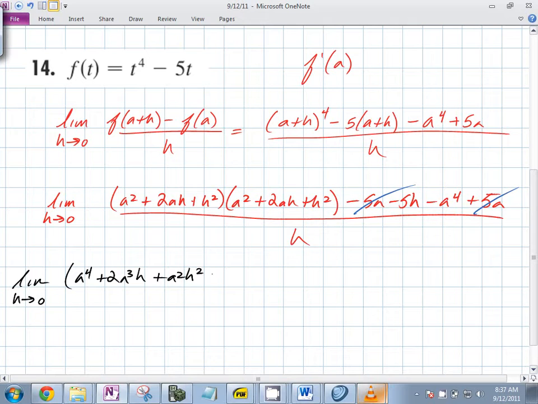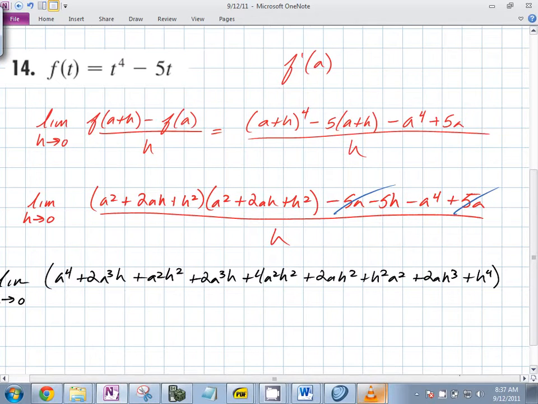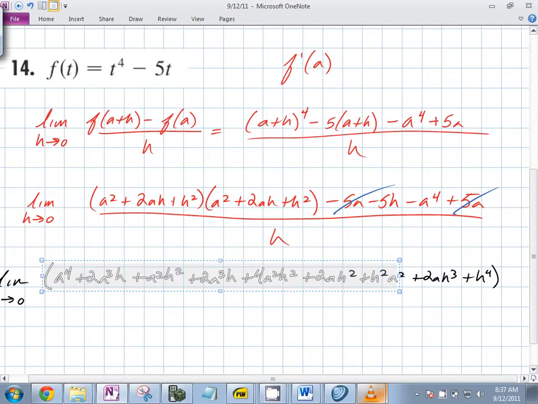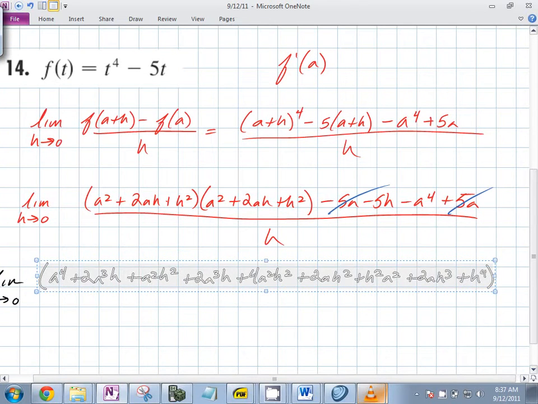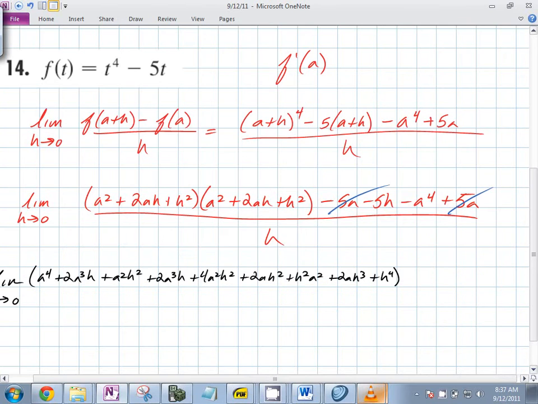The top: the limit as h goes to 0 of a to the fourth plus 2a cubed h plus a squared h squared, plus 2a cubed h plus 4a squared h squared plus 2a h cubed, plus h squared a squared plus 2a h cubed plus h to the fourth, minus 5h minus a to the fourth, all over h.